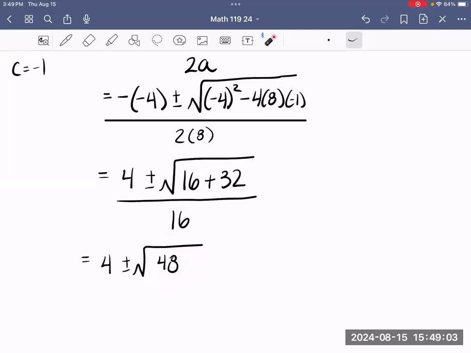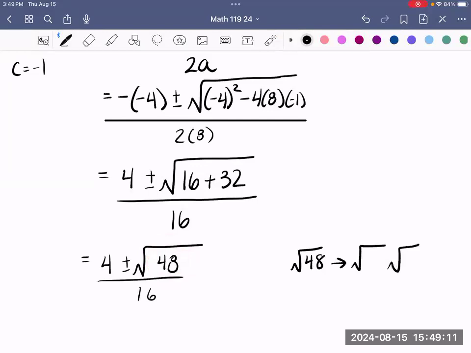Now let's go ahead and simplify this 48. So the square root of 48 can be written or simplified as what? Well, your biggest perfect square in 48 is 16. So 16 times what? 3. So keep in mind, you can always create a factor tree. 2 times 24, 3 times 16, 4 times 12, and 6 times 8.